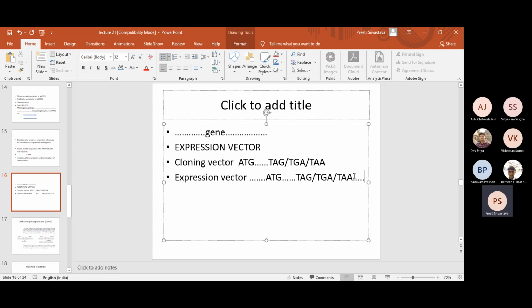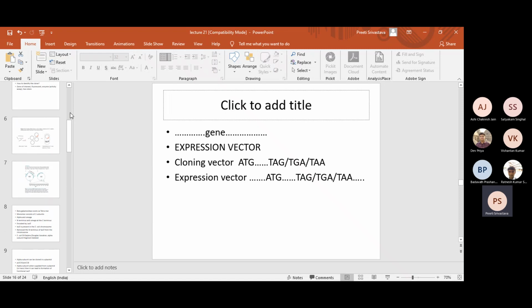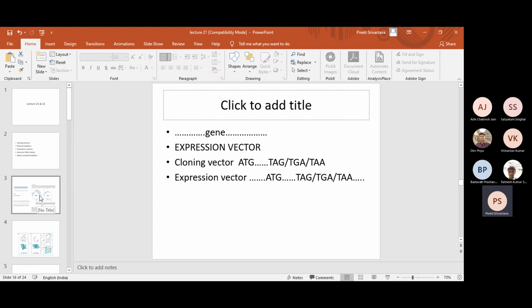What exactly are the sequences required for initiation of transcription and for termination of transcription? I will discuss this in more detail when I teach you transcription, and at that time we will come back to this term, expression vector. Okay. Class, is it clear or no? Yes, ma'am. Okay.